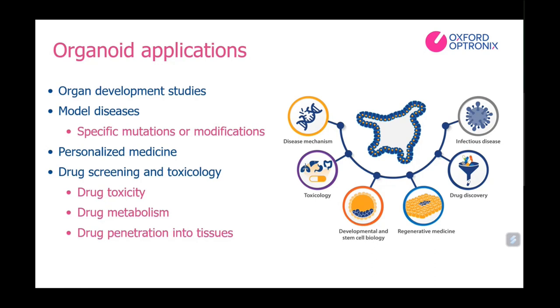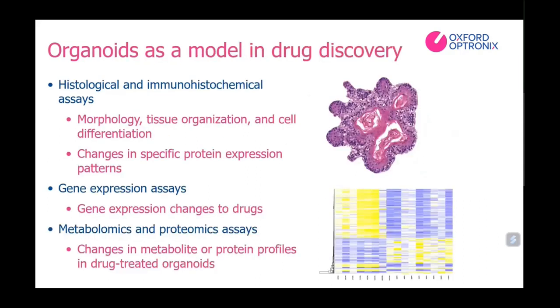And finally, for the topic we are here for today, organoid use in drug screening and toxicology. So in drug screening assays, organoids are used to test the efficacy and safety of drugs in a more physiologically relevant context compared to other traditional cell methods. Organoids can be used to assess drug responses, including drug toxicity, drug metabolism, and penetration into tissues. And this can help in identifying potential drug candidates and predicting their effect on actual human organs.